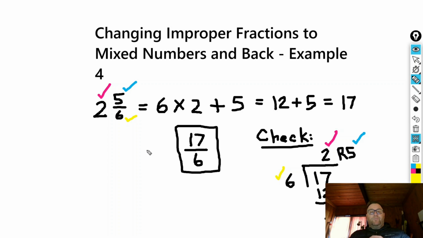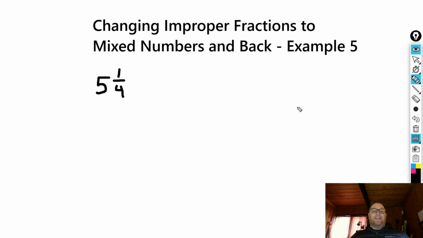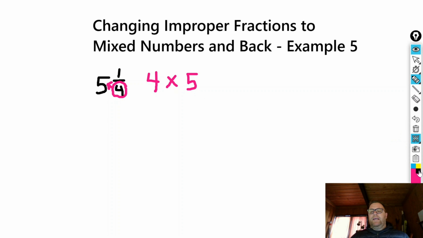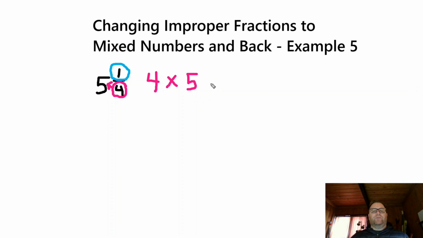Okay, let's look at a couple more examples and keep going over how to do this. Okay, in our fifth example, we have the mixed number 5 1/4, and we want to change that to an improper fraction. So I'm going to take the 4 here in the denominator, and I'm going to multiply it by the whole number part, 5. So I'm going to do 4 times 5. And after that, I'm going to add the numerator. So I'm going to add the 1 here, so plus 1.